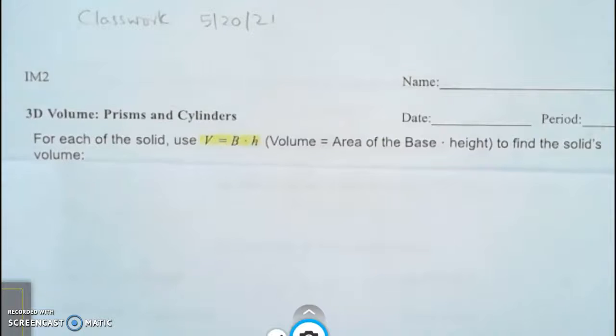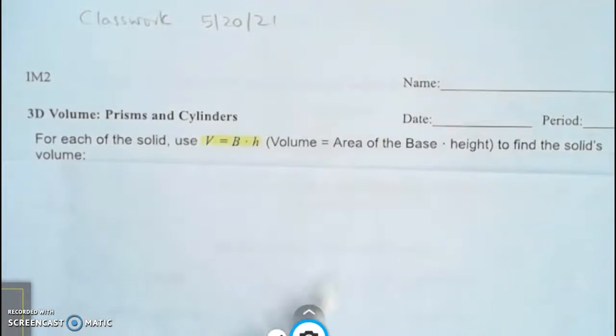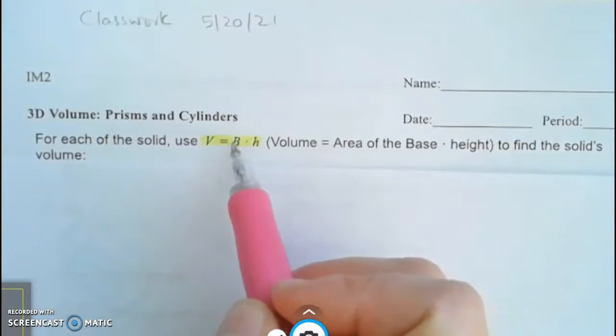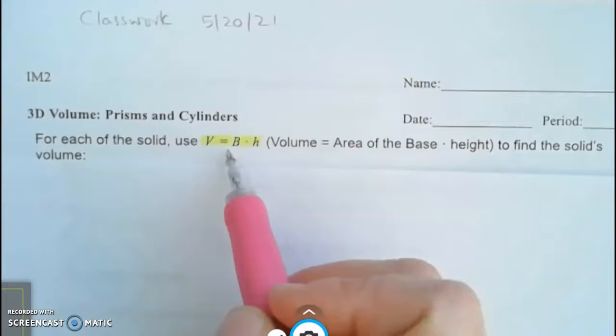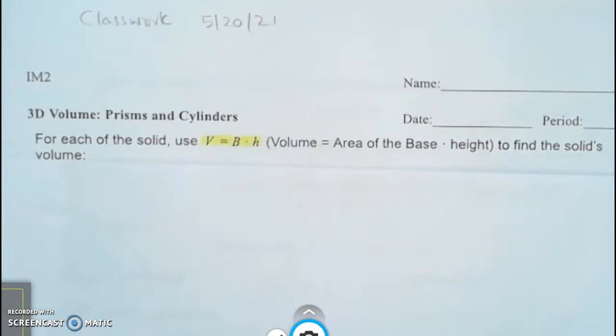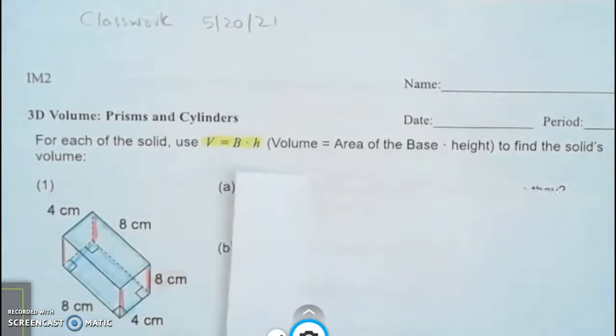So we talked about volume of prisms and cylinders having the generic formula of volume is equal to big B multiplied by H, where big B is the area of the base and H is the height or the thickness of the prism or the cylinder. Okay, so then we're given this shape.